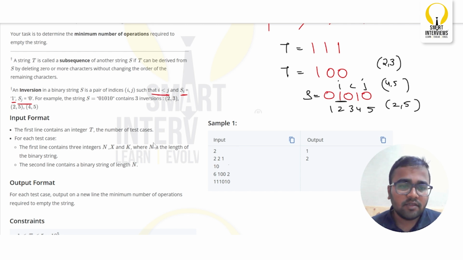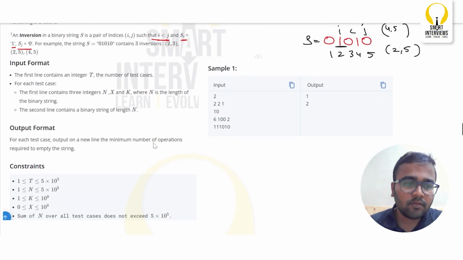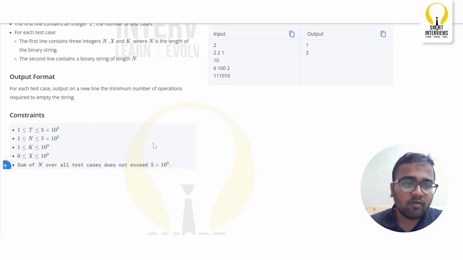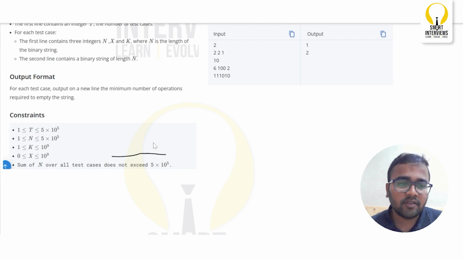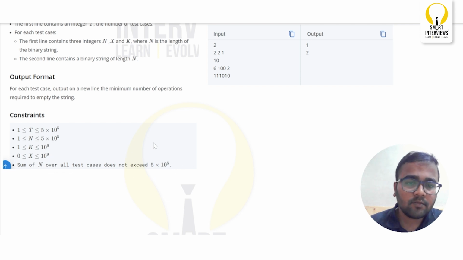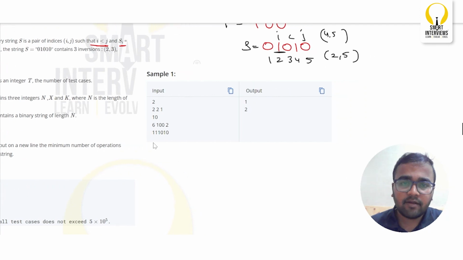And the output format is the minimum number of operations required to empty the string. And the constraints: t is greater or equal to 1 and less than or equal to 5 times 10 power 5, n is greater or equal to 1 and less than or equal to 5 times 10 power 5, k is greater or equal to 1 and less than or equal to 10 power 9, x is greater or equal to 0 and less than or equal to 10 power 9. And the sum of n over all test cases doesn't exceed 5 times 10 power 5. We have discussed this statement in our second problem. You can refer to that. So let's move forward. We'll understand the example test cases.